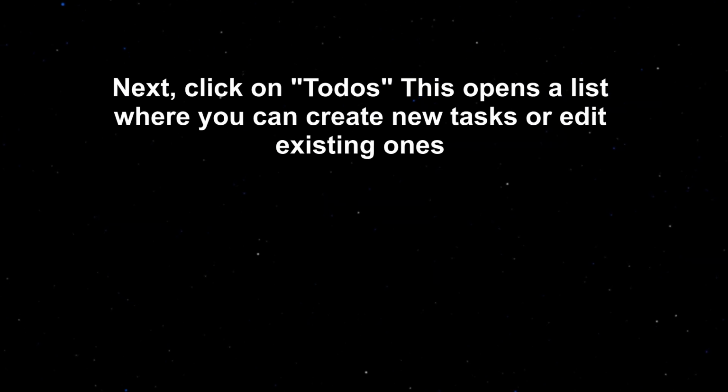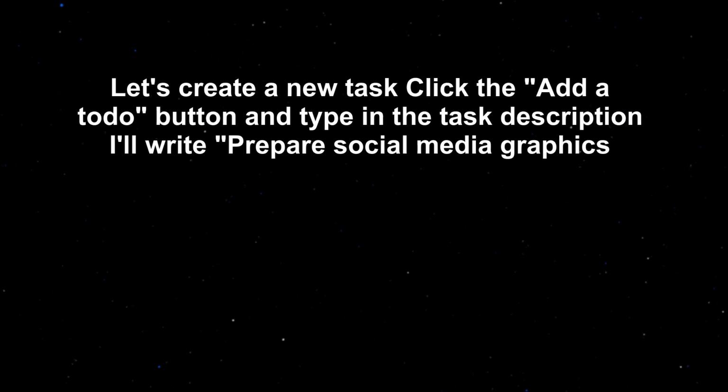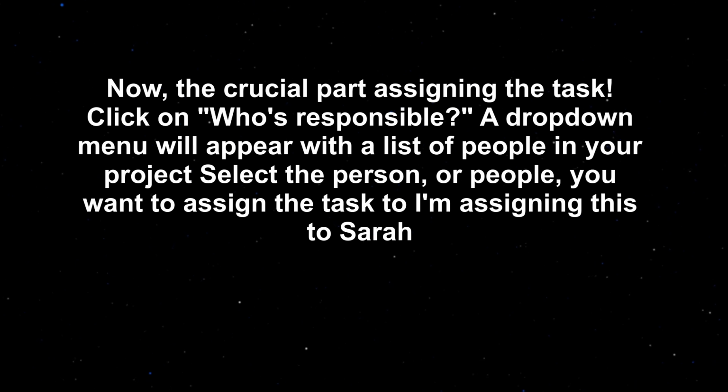Next, click on To-Dos. This opens a list where you can create new tasks or edit existing ones. Let's create a new task. Click the Add a To-Do button and type in the task description. I'll write Prepare social media graphics. Now, the crucial part, assigning the task.